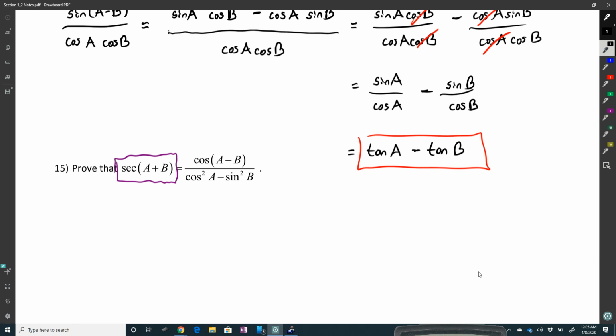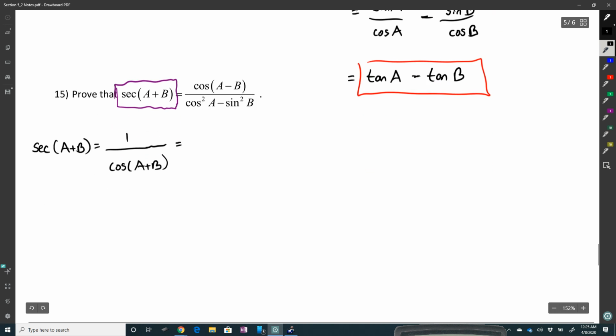So I'm going to start with secant A plus B. Okay, by definition, secant is 1 over cosine of A plus B. Now again, by definition, you go down. Cosine is cosine, cosine, sine, sine. So cosine A, cosine B. For cosine, it flips. Sine A, sine B.